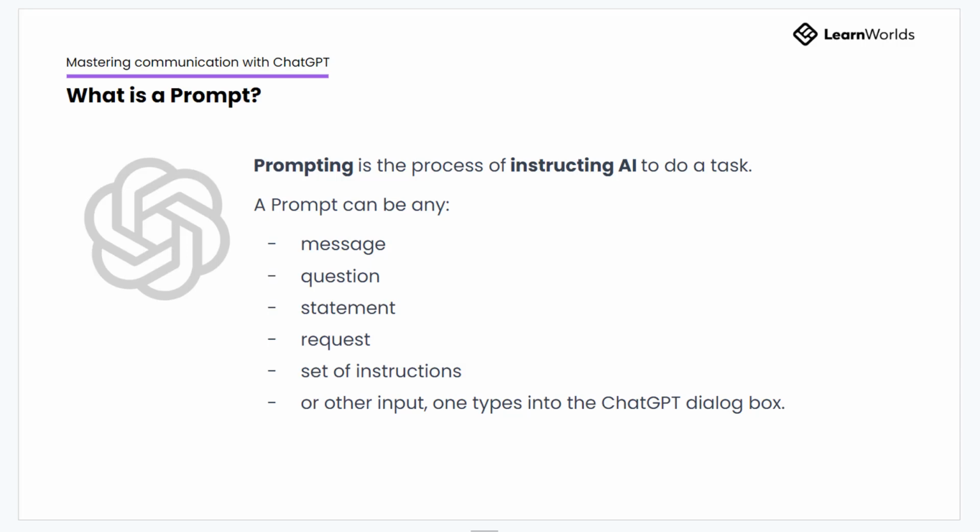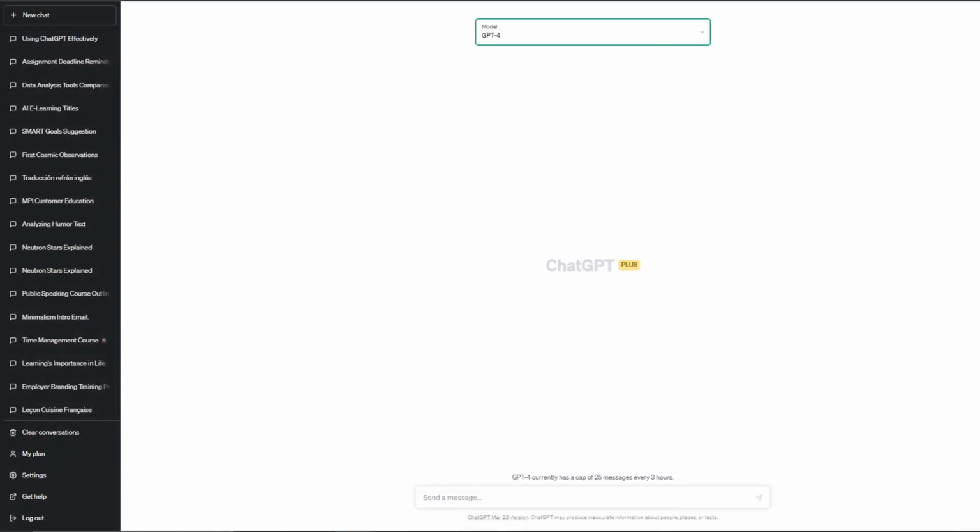Think of it as a starting point or spark that sets ChatGPT's creative engine in motion. It's a way for you to communicate what you want the language model to focus on, whether it's a question, a statement, or a partial sentence that gives it context for what you're asking or talking about. So with a prompt, you can instruct messages, questions, statements, requests, set of instructions, or even other inputs. So let's switch over to ChatGPT and try a few prompts.